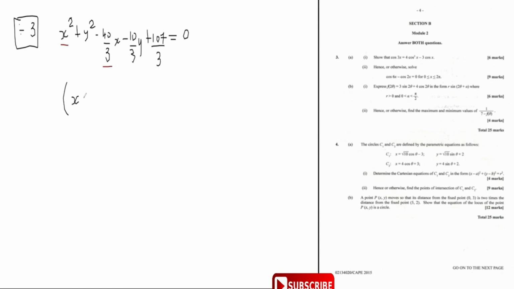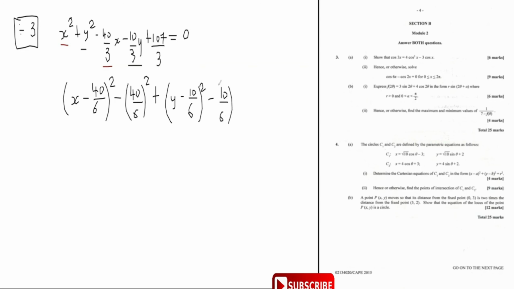I'm going to have x minus half of this, which is 40 over 6, squared, and then I subtract 40 over 6 squared, plus, completing the square for these two terms now, I'm going to have y minus 10 over 6 squared. And then I subtract back 10 over 6 squared. And put back the plus 107 over 3, and that's equal to 0.